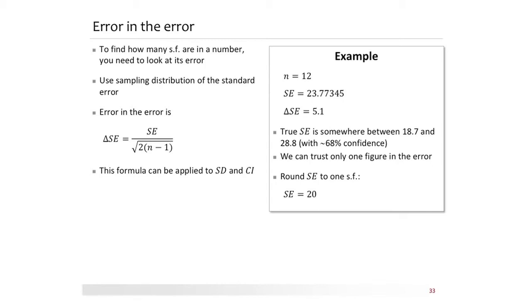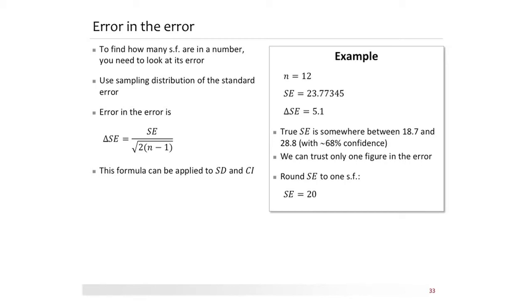Okay, let's have a look at this example. If you have a sample of 12 points, and when you calculate its standard error using a computer, for example, it gives you this rather long number. When you put it in this equation, you will get that the error of the standard error is about 5, which means that the true standard error, which we don't know, this is only an estimator, remember, is somewhere between this minus 5 and this plus 5. This is, let's say, 19 and 29, with about 68% confidence. This is not a true confidence interval, but it approximates about 68%.